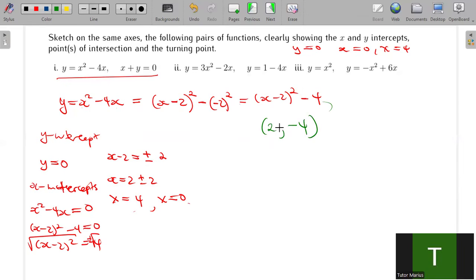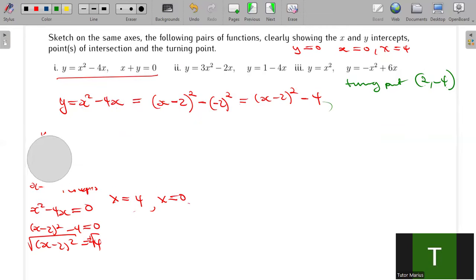So this here will be the coordinate of your turning point. So you say the turning point is just going to be 2 comma negative 4, where you have your x coordinate and your y coordinate like that. So this is what we have here when it comes to the quadratic function.